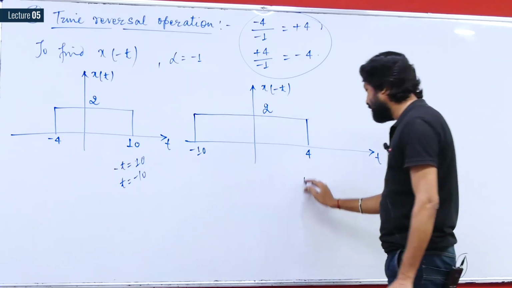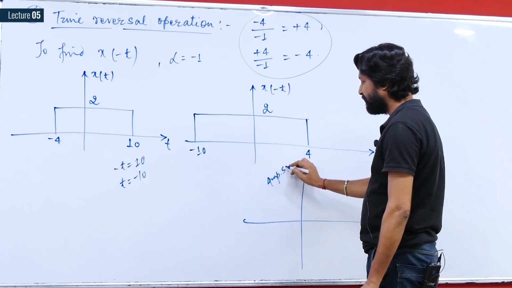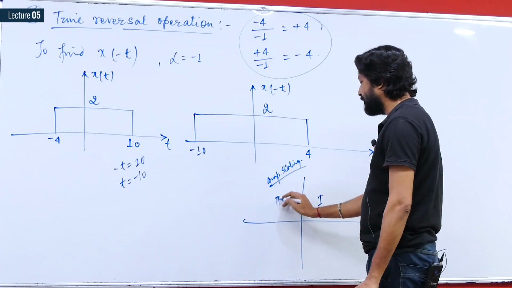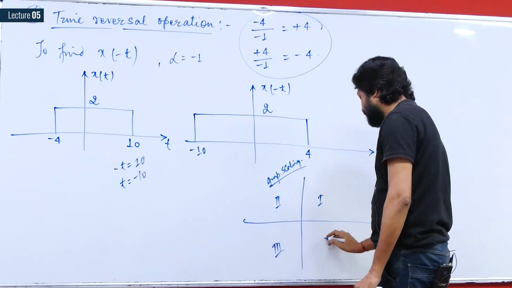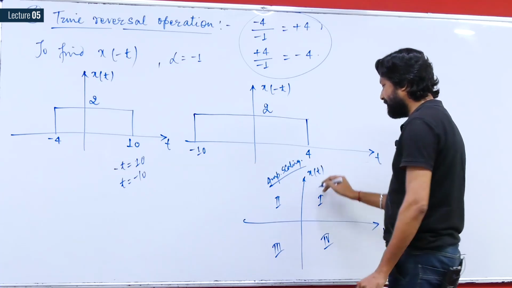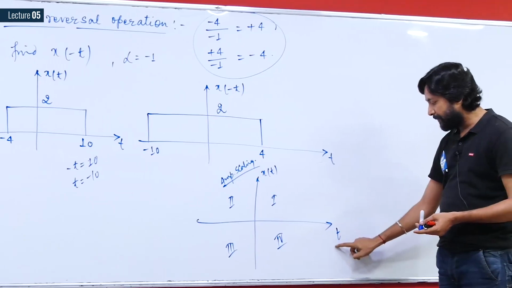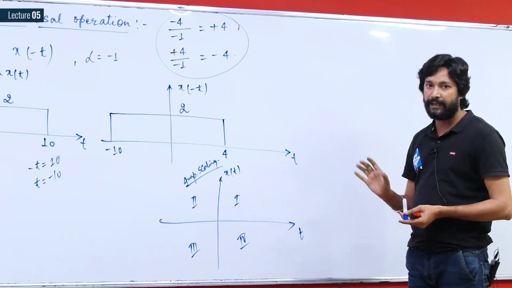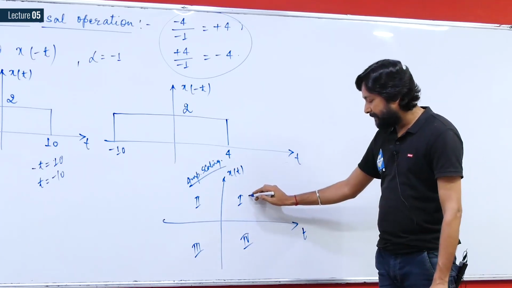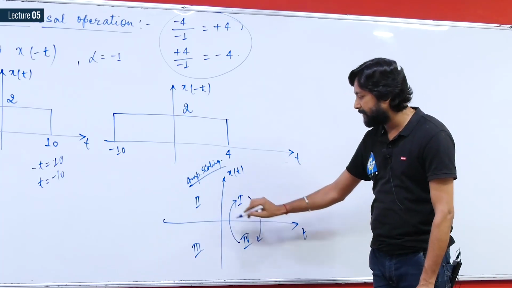In amplitude scaling, we draw the first, second, third and fourth quadrants, with t on the axis and the function x of t. You have been told that in this operation, you take the x-axis as fixed and you just rotate the y-axis. It means the first quadrant values get shifted to the fourth quadrant and the fourth quadrant values get shifted to the first quadrant.